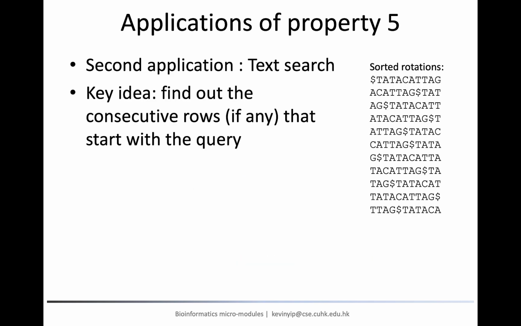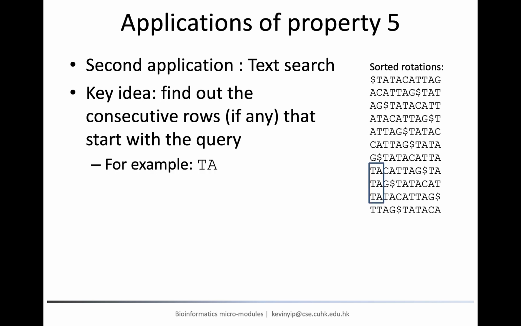The second application of the property we want to talk about is text search. The way to do it is similar to what we have just done for reconstructing S from B, namely doing a backtracing by searching for the query backward from the last character to the first character. However, this time, instead of tracing exactly one row, we will progressively narrow down the range of rows that contain the query at the beginning of the sorted rotation matrix.